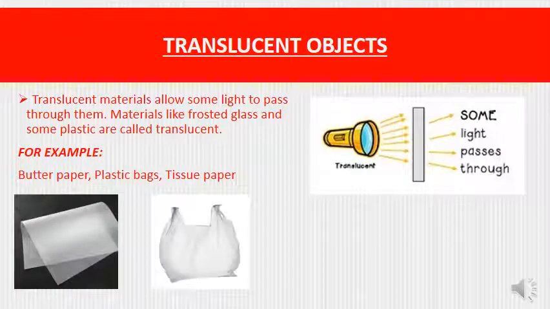Translucent objects. Translucent materials allow some light to pass through them. Unlike transparent, they do not allow all the light to pass through them. They allow some light to pass through them. For example, butter paper, plastic bag, tissue paper. If you hold a torch against these objects, you will see that light comes but a little blurred. This means that these objects allow some light to pass through them.